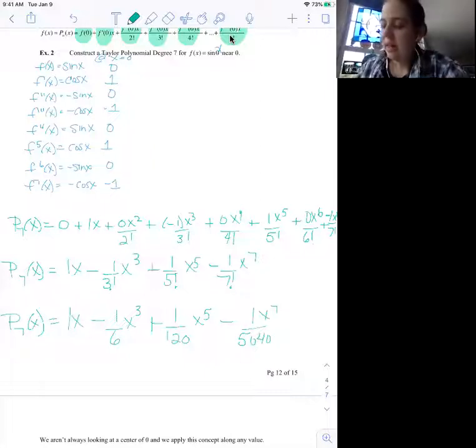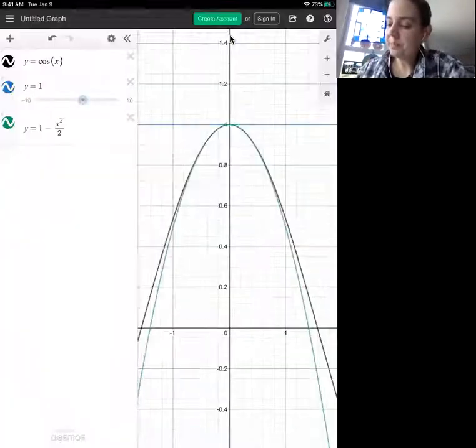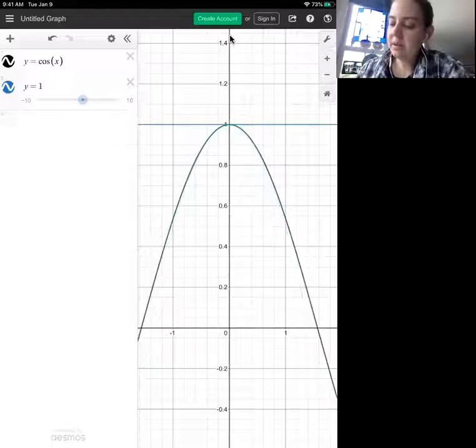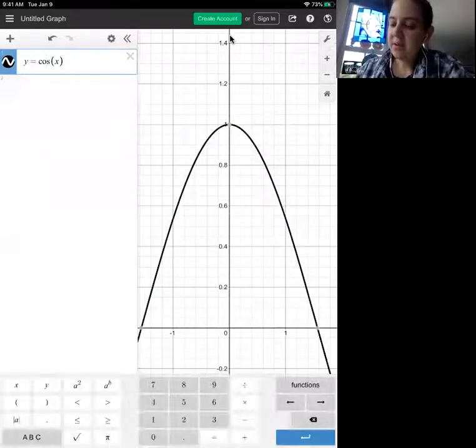Okay, there you go. That is our 7th degree Taylor polynomial to approximate sine of x near 0. What does this look like? So let's go back to our graph. Let's switch it up a little bit. So we don't want this one anymore. We don't want this one. We're not talking about cosine anymore. Now we're talking about sine.